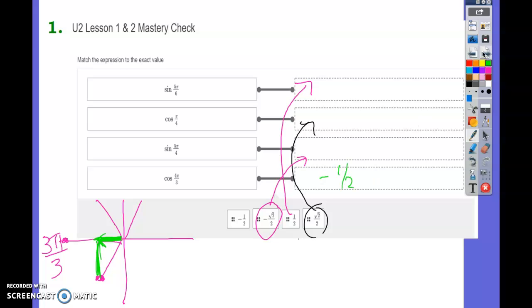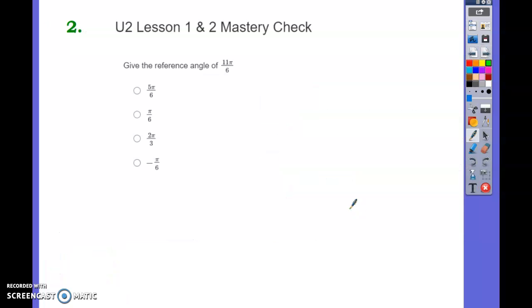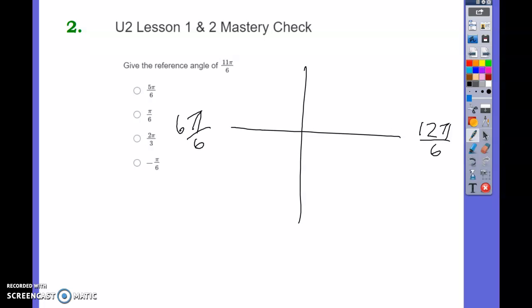All right, moving on to problem number 2. Give the reference angle for 11 pi over 6. Well, we know that reference angles, if we're looking at the answers here, they're in terms of radians. They've got to be between 0 and pi over 2. So where is 11 pi over 6? Well, 12 pi over 6 is all the way around, 2 pi, because here's 6 pi over 6, and then all the way around is 12 pi over 6. Well, they said 11 pi over 6. It is right here.